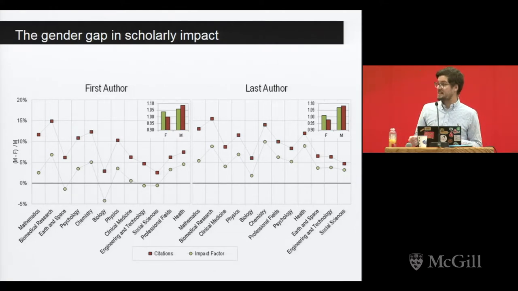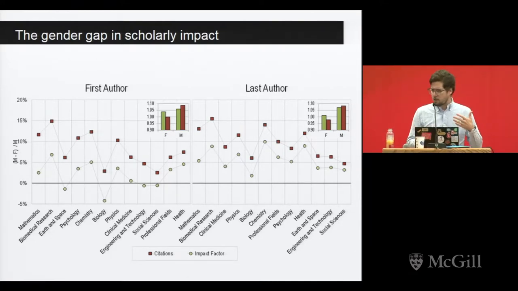But then in terms of citations, there's always a gap in favor of men, irrespective of whether it's first author or last author. So this is akin to what we call the Matilda effect in science, where basically the less capital you have, the less capital you're going to get in the end. So this is a bit depressing.